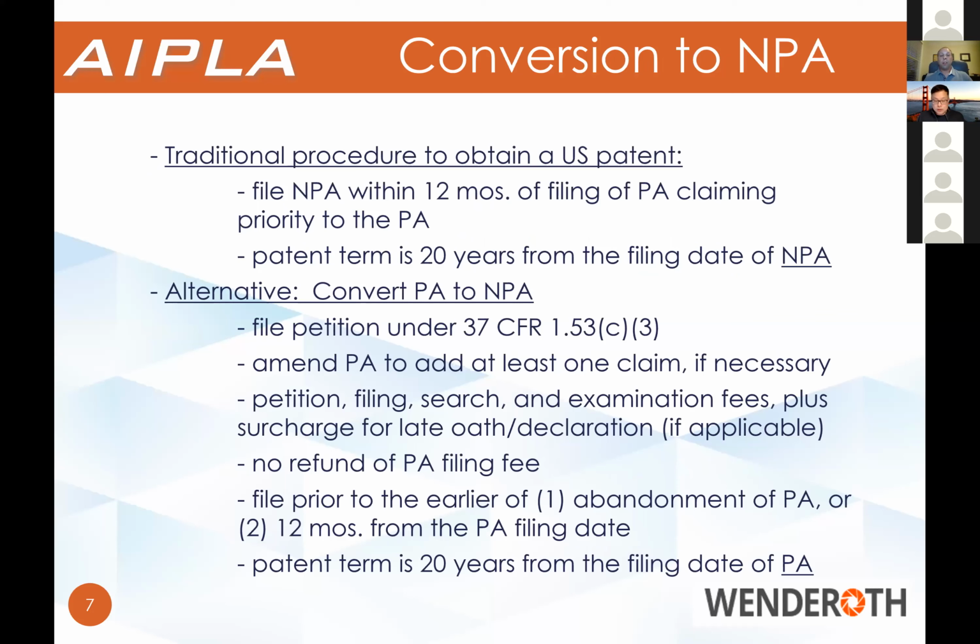So traditionally, to obtain the US patent, you file the non-provisional within 12 months, claiming priority to the provisional. The patent term is then 20 years from the filing date of the non-provisional. So that first year of the provisional pendency is not part of the patent term. It's based on when you file the non-provisional, 20 years from that filing date.